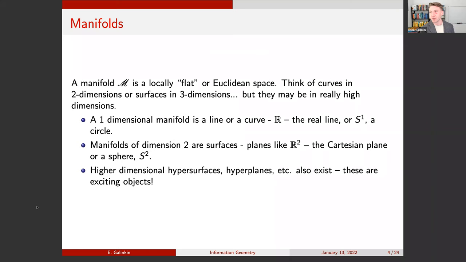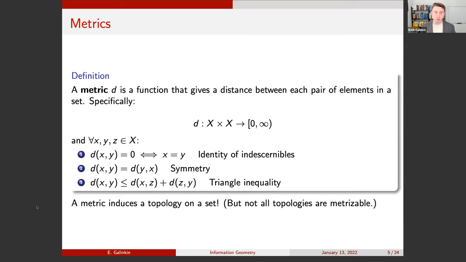So the next piece of terminology I want to define is a metric. A metric is a distance. It tells you how far away two elements in a given set are. So the formal definition is that D is a function defined on X cross X onto 0 to infinity, where it's open on the infinity side and inclusive with 0. And the distance between X and Y is 0 if X and Y are the same. So you have that identity.